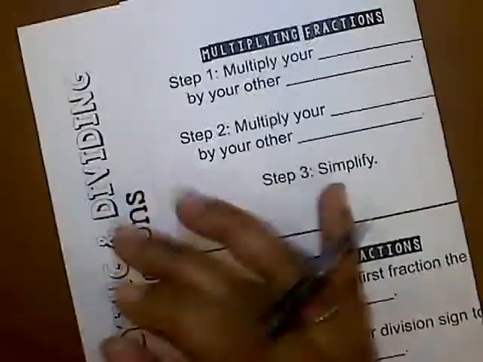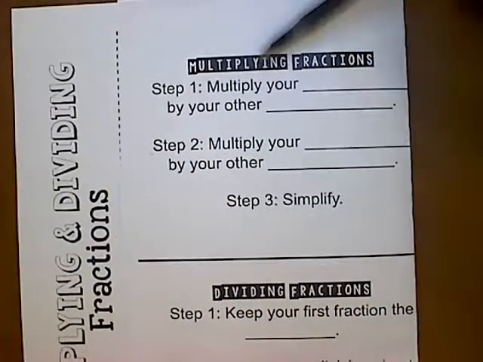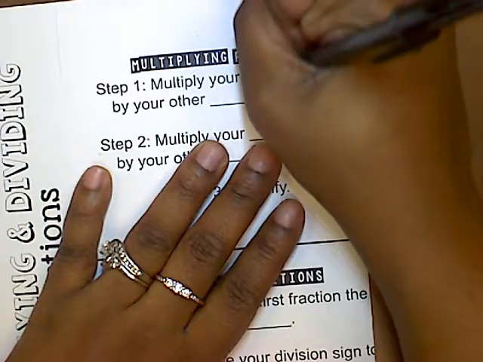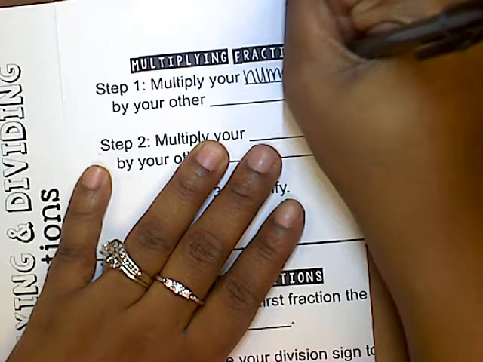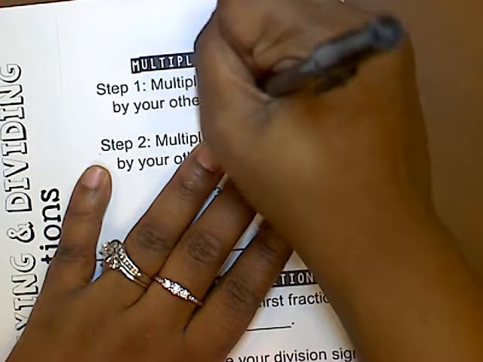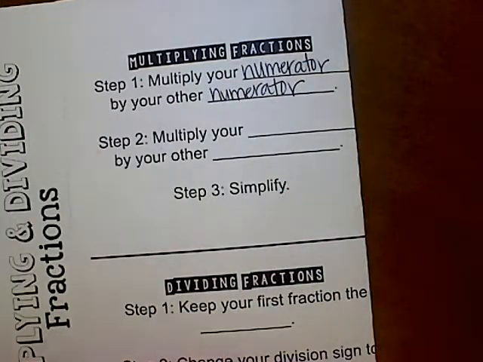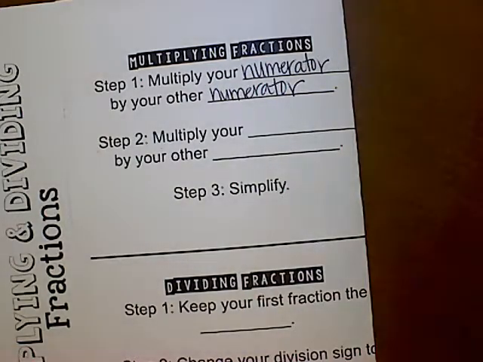So let's get started. I'm going to start with multiplying fractions. So step 1, when you're multiplying fractions, you want to multiply your numerator by your other numerator. So it's numerator by numerator. And the lucky thing about this, you do not need common denominators to multiply. You only need common denominators when you're adding and subtracting. So that was last week.